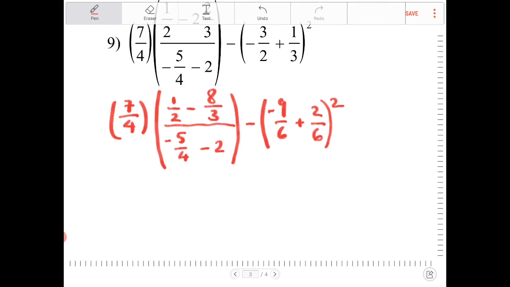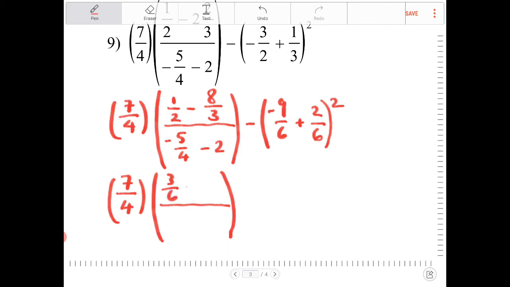And again, I want to simplify this further. The first fraction here, nothing could be done about that. The second fraction, I'm going to create common denominators between the numerator and denominator. So I end up with 3/6 minus 8/3. Denominator, I have negative 5/4 minus 8/4, minus, I'm going to combine the fractions now. Negative 9/6 plus 2/6, that is negative 7/6, quantity squared.